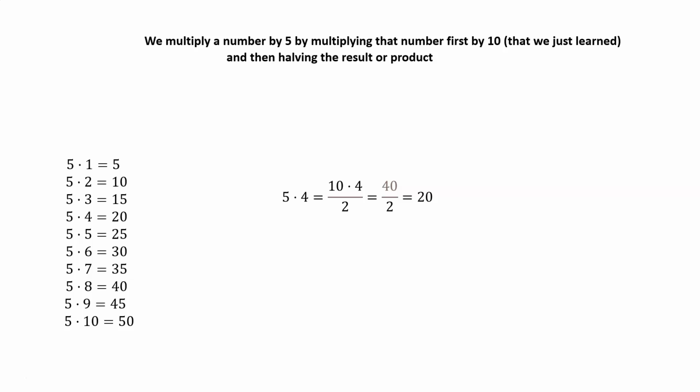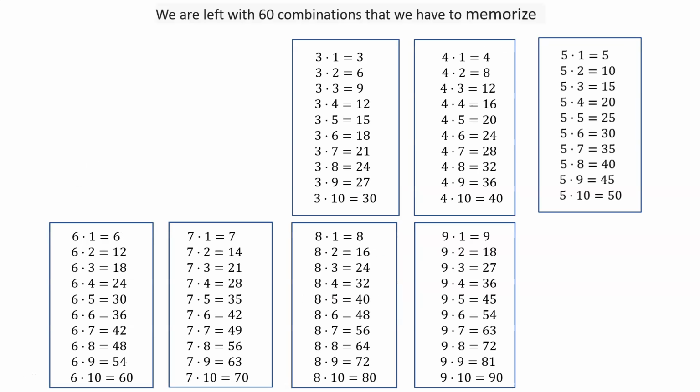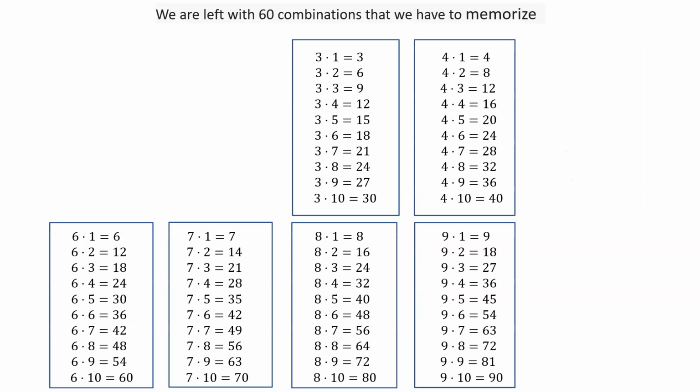The next technique is about how we multiply numbers by 5. We can say that we multiply a number by 5 by multiplying that number first by 10, which we just learned, and then halving the result or product. For example, 5 times 4 is equal to 10 times 4 divided by 2, or the half of 40, which is equal to 20. Or 5 times 6 is equal to the half of 60, which is 30. Or 5 times 8 is equal to the half of 80, which is equal to 40. With that said, we are left with 60 combinations we have to memorize.